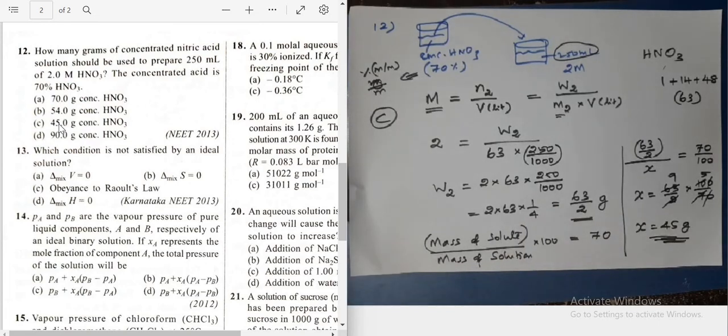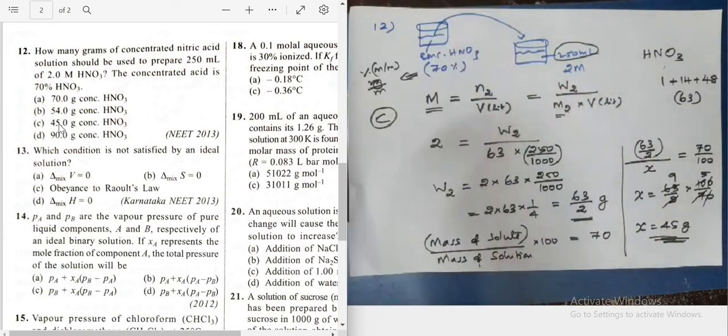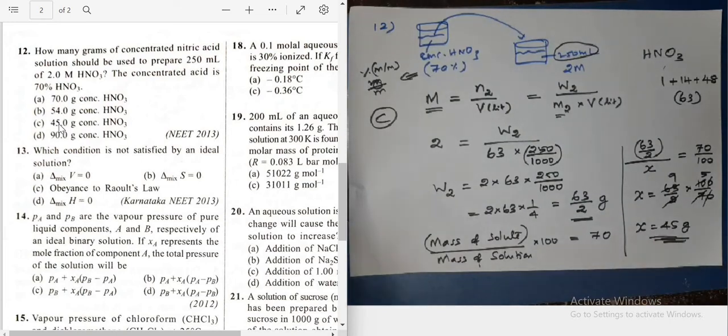Is it clear, students? Yes, sir. So to get 63 by 2 gram, what amount of solution should be taken? That is 45. So for this question, the correct option is C. Any doubt, students? No, sir. Then let me go to the next question.